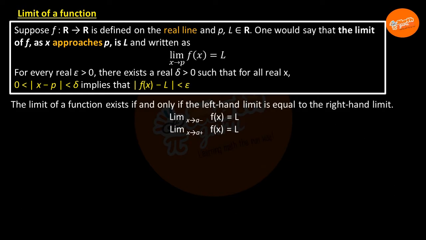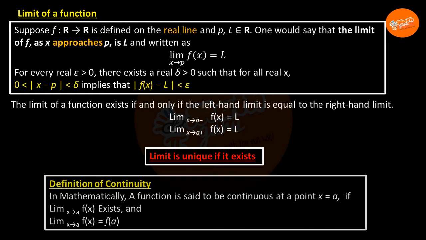The limit of a function exists if and only if the left hand limit and the right hand limit are equal. It means that when x approaches from the left side and the right side, the limits must be equal. Then only the limit can exist. And if it exists, the limit is unique.